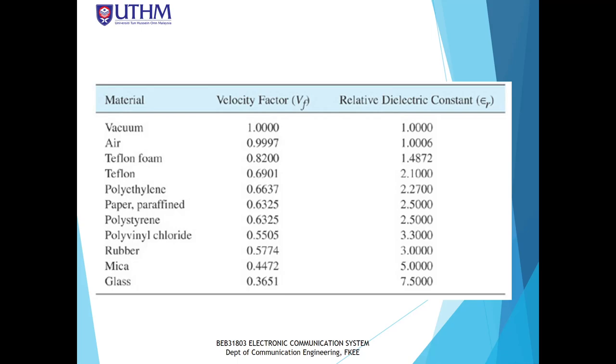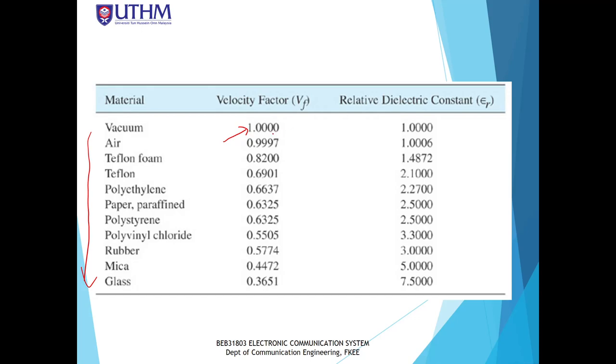This is the relationship of velocity factor and also the dielectric constant. So if you see that here we have different kind of materials for the transmission line, from the vacuum, air, Teflon, polyethylene, paper, rubber, mica and glass. So the velocity factor, the highest would be in vacuum, which is equal to 1. So if the wave travel in the vacuum, the speed is equal to the speed of light. Okay, and when the wave travel in the air, the value is almost equal to 1.